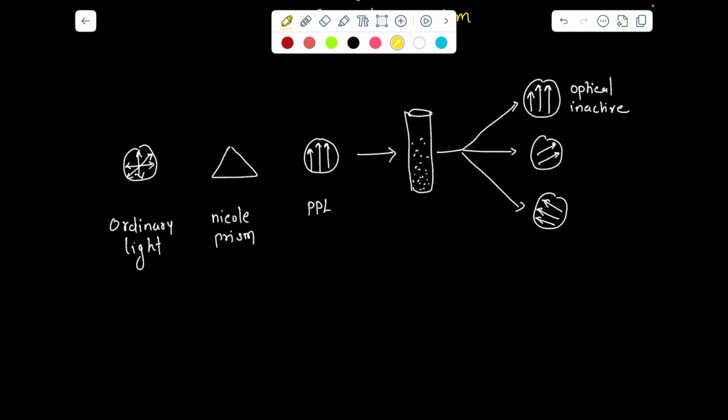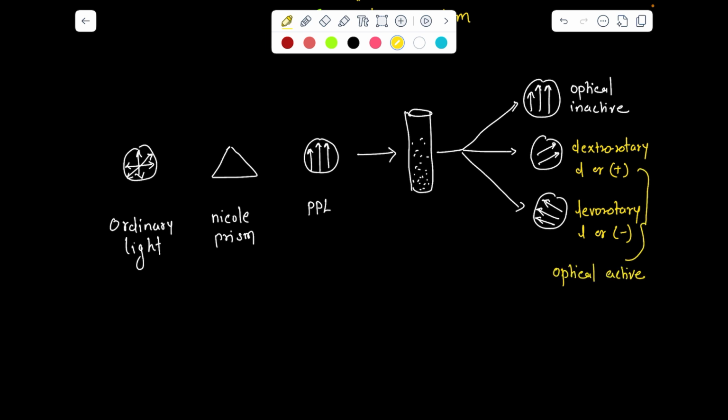For clockwise rotation, the name is dextrorotatory. The symbol is D or plus. This is levorotatory. The symbol we can use is L or minus, and they both are optically active. These two are optically active. Now the rotation we are getting here is called theta degree. This theta I can write as the observed rotation.